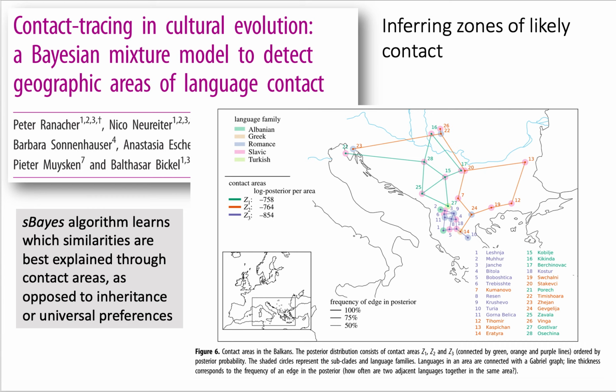So this is ongoing work that could hopefully then give us a set of geographic areas of language contact, right? That could then inform our analysis if we want to control for areality in a typological analysis.